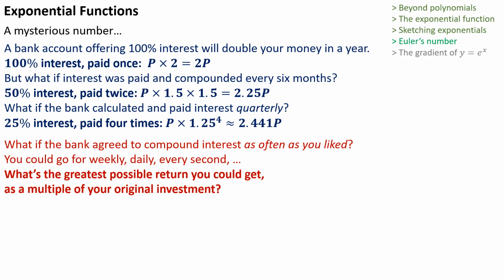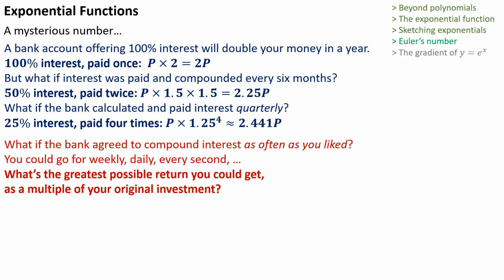The question is, what is the maximum possible return you could get in terms of your original investment? So how much bigger than P, your principal investment, could you end up with if you're allowed to choose the compounding period? Pause the video and have a play with this for yourselves. See if you can calculate what's going on and see exactly how much money you can end up with.